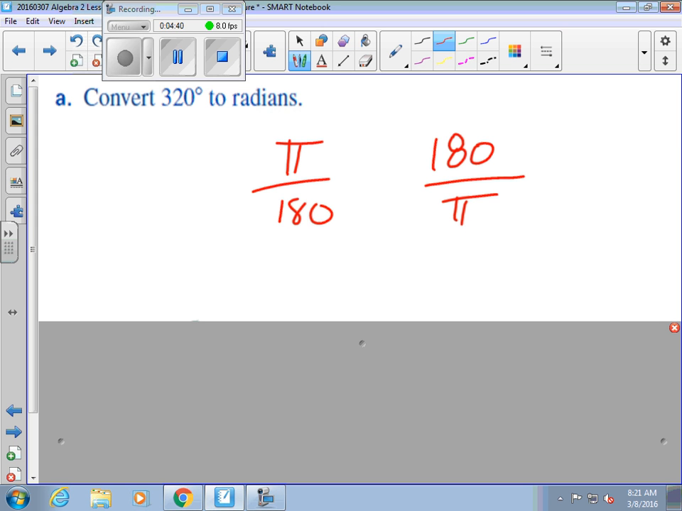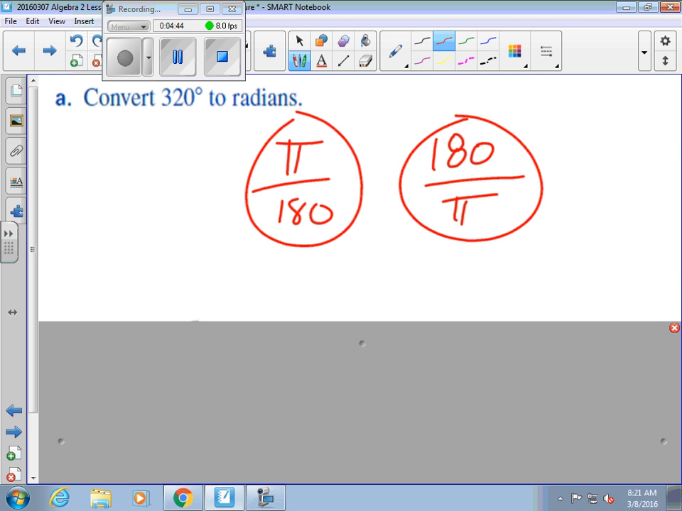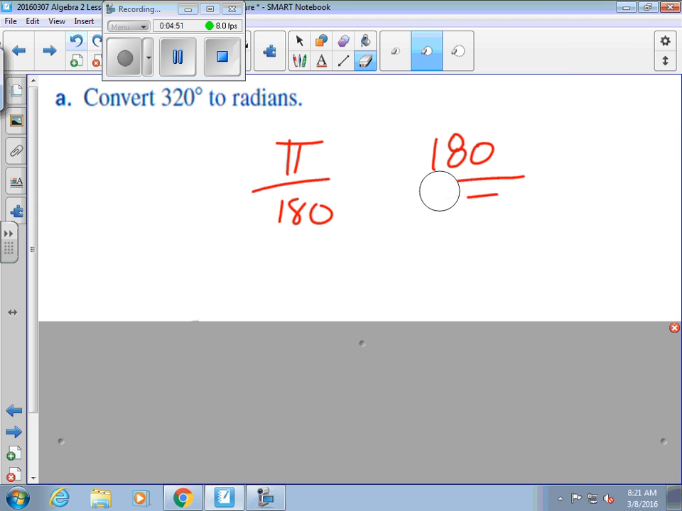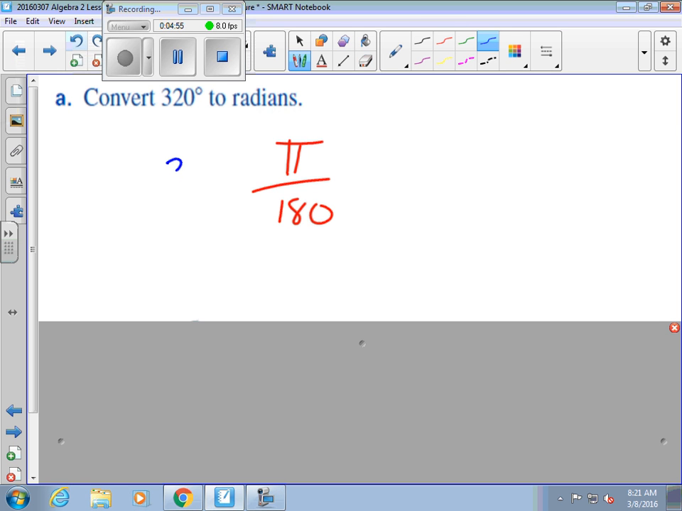Remember, we're either multiplying it by this one or by this one. If you want to insert pi into it, it's going to have to be on top in this case. So since it's on top, we're going to multiply it by the first one, pi over 180. So 320 times pi over 180.